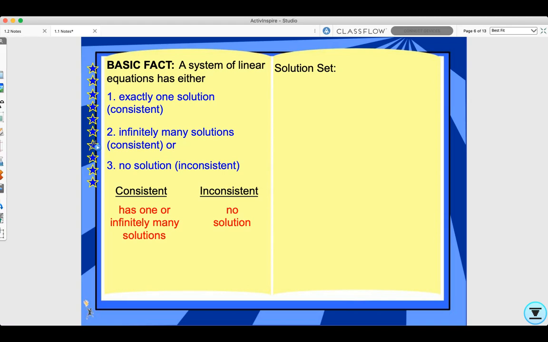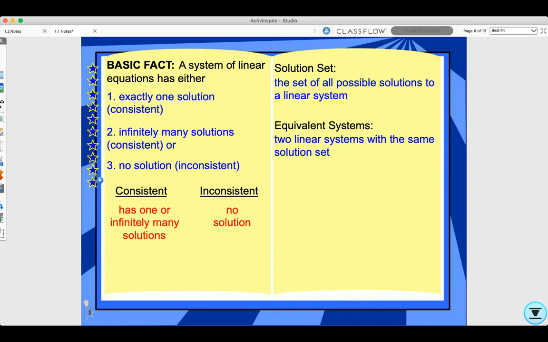Solution set: the set of all possible solutions to a linear system. And equivalent systems are two linear systems with the same solution set.